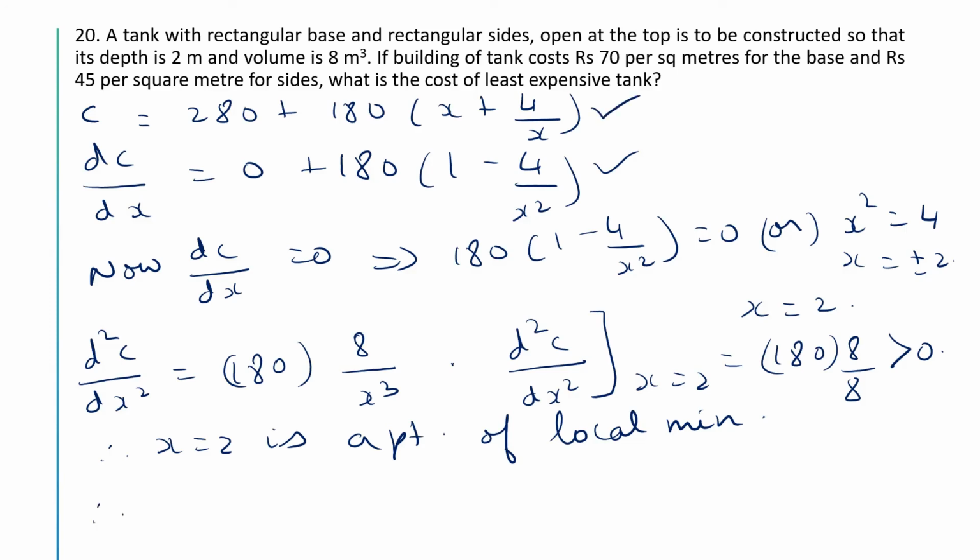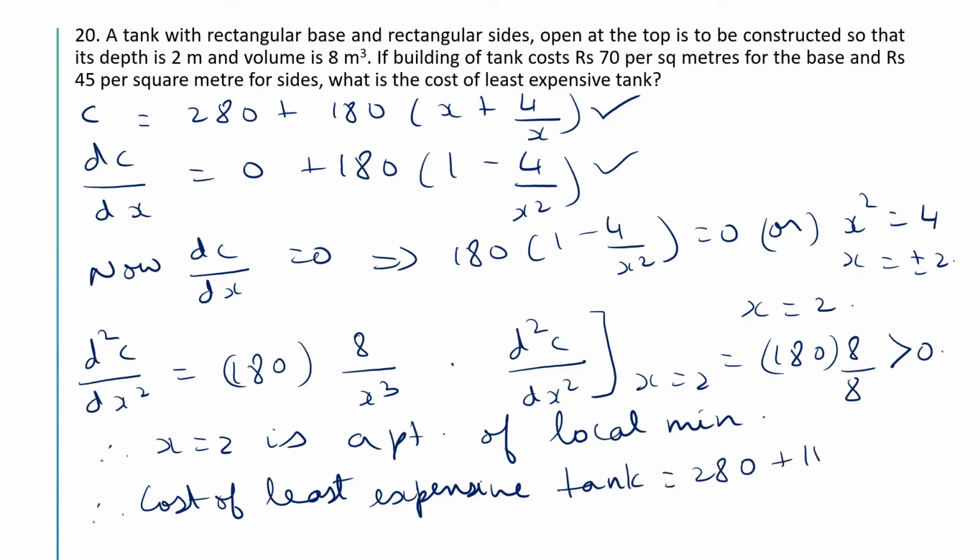Therefore, cost of least expensive tank equal to 280 plus 180 into 2 plus 2. So this is equal to rupees 1000. So this is the cost of least expensive tank.